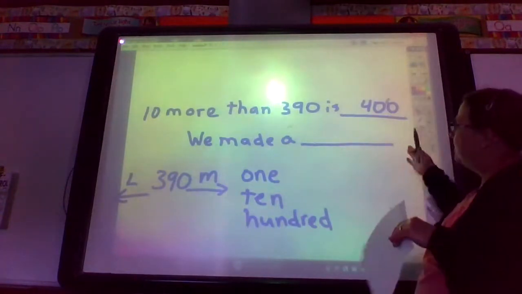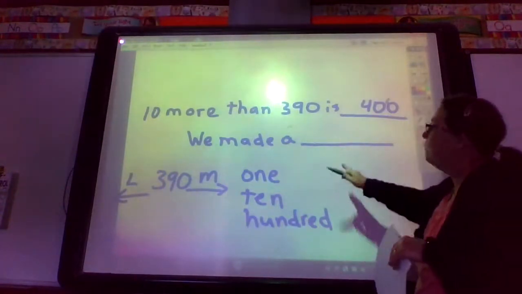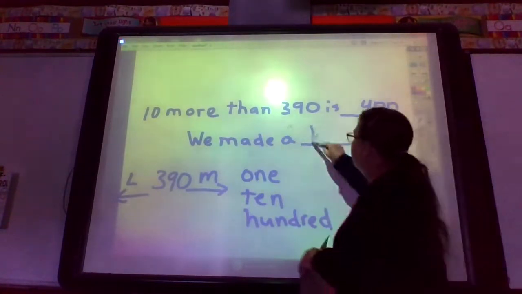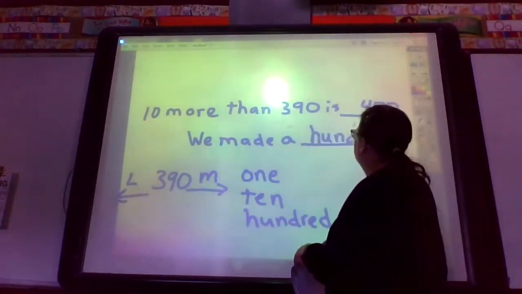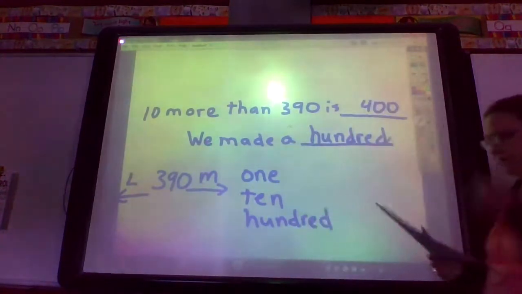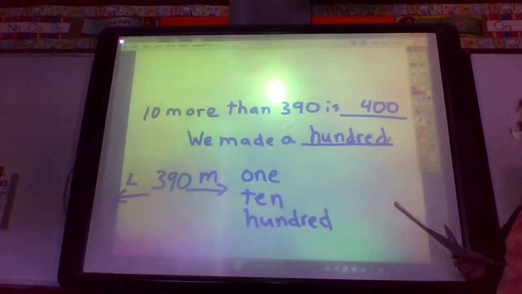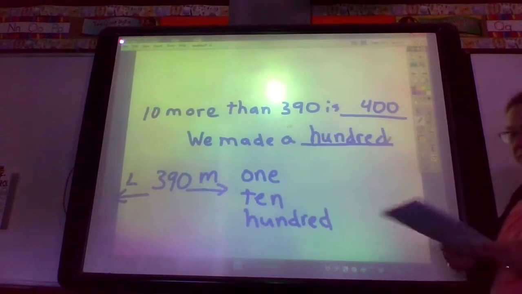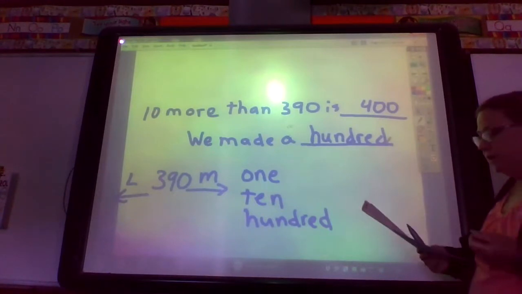What did we make? Did we make a ones, a tens, or a 100? We made that 100 again. We made the 100 number. Okay, that sounds pretty easy. There are 2 more left that you can kind of do on your own.